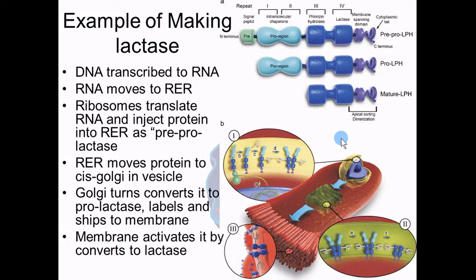The rough endoplasmic reticulum, right? So DNA is in the nucleus. It's turned into RNA, the recipe. The RNA moves to the rough endoplasmic reticulum.